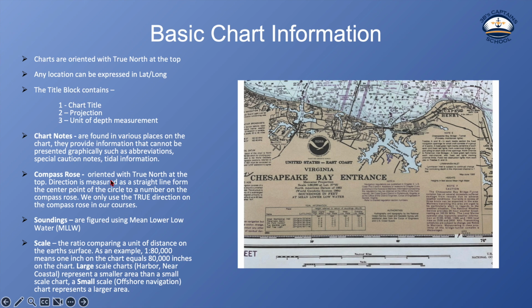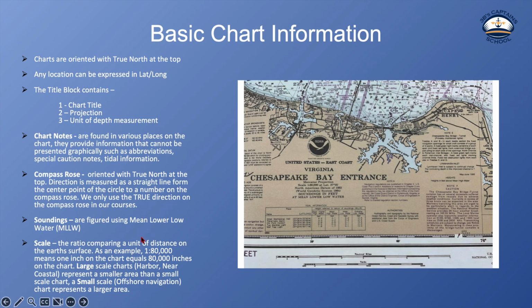We'll see a compass rose in a minute. Compass roses are oriented with true north at the top. Direction is measured as a straight line from the center point of the circle to a number on the compass rose. We only use a true direction on the compass rose for all of our courses. So anytime you're putting your parallels on a chart in any of our classes, you're going to be using the true direction.